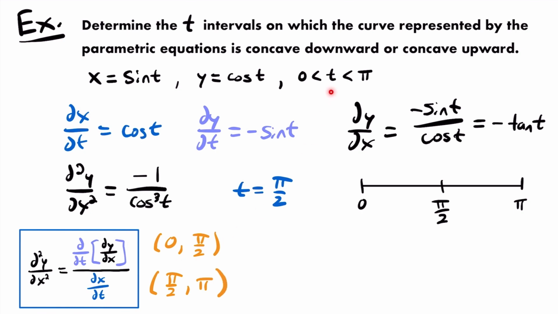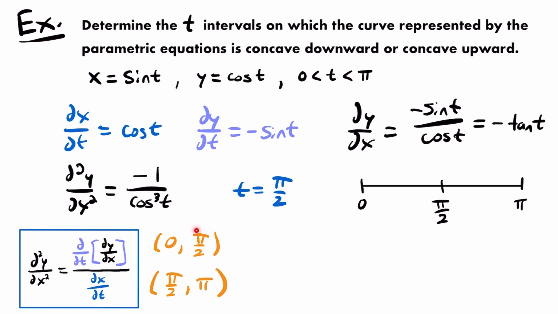Okay, remember, our t values do not include 0 and pi. They're between 0 and pi, so that's why we have open brackets for 0 and pi. And so this interval right here from 0 to pi divided by 2 represents this part of our number line, and then this part of the number line is represented by this interval from pi divided by 2 to pi. And so now what we can do is determine whether these t intervals tell us that our curve is concave up or down by choosing a value of t between the endpoints for each interval and plugging them into the second derivative to see if it gives us a positive value or a negative value.